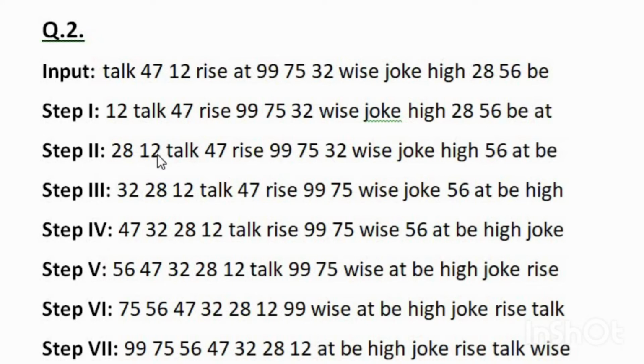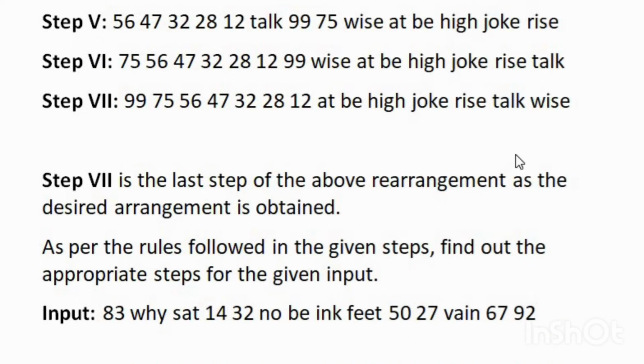First step I explained, and in the second step, the next number 28 is written on the LHS, and on the RHS B is written, that is AB. Next alphabet it is H, right? So at B high is written on the RHS, and the next number 32 on the LHS. In the fourth step, the next larger number after 32 is 47, written on the LHS, and on the RHS the next word jog is written according to the alphabetical order. Likewise they have written up to 7 steps. Step 7 is the last step of the above rearrangement, as the desired arrangement is obtained.